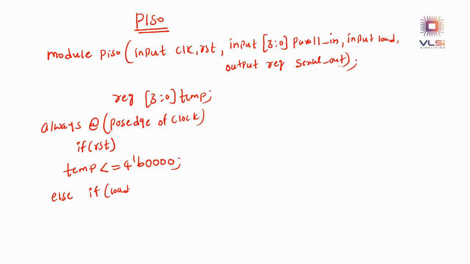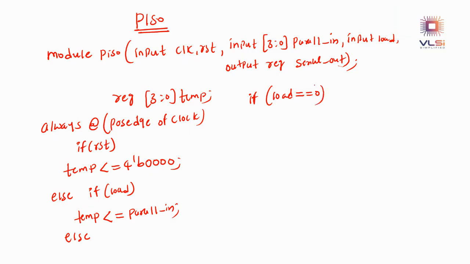Parallel data, so that means parallel in, 4 bits of data at a time you need to load. Else if load equal to 0, what you need to do? You need to do the shift operation, which is the same as left shift, we already saw, no?